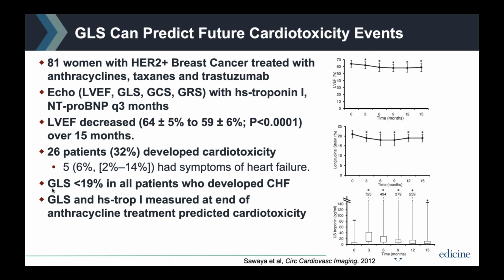They showed that there was an LVEF decline from baseline, a mean of 64% to 59% at the end of the 15 month period. They had 26 patients, so one third of the cohort, who developed cardiotoxicity. 5 of them had symptoms of heart failure. And what they saw is that GLS was worse than minus 19% in all patients who developed congestive heart failure. Their conclusion was that GLS and high sensitivity troponin I measured at the end of the anthracycline treatment were predictive of cardiotoxicity.